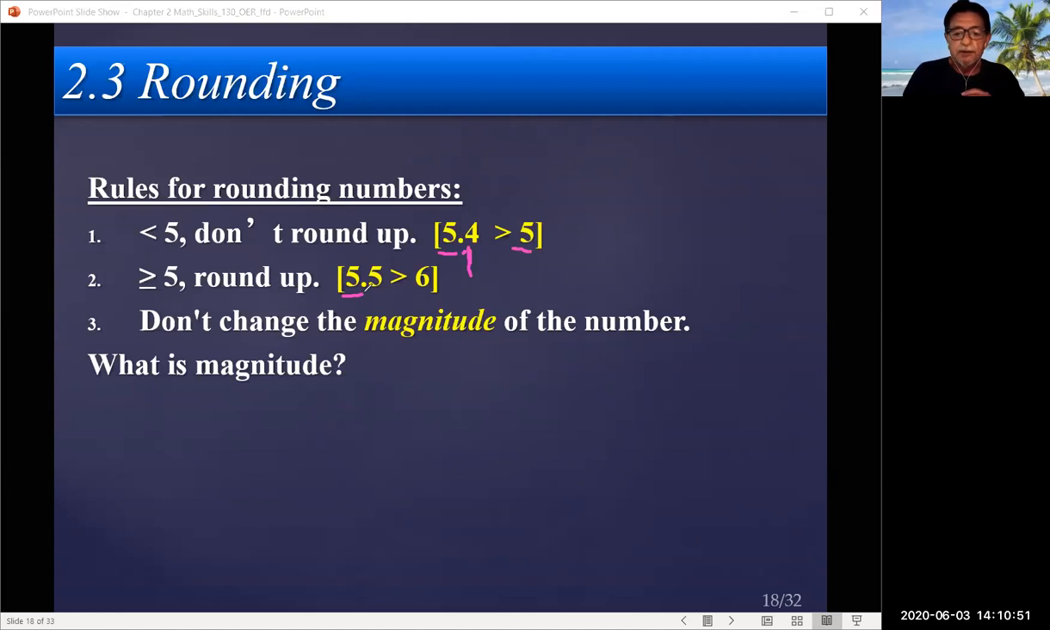5 is greater or equal to 5. Therefore, the 5 at the one sig fig position becomes 6. Okay. Becomes 6. So it's a simple thing. Look at the neighbor. If the neighbor is less than 5, then that number stays the same. If that number is greater or equal to 5, then the number you're going to round goes up. Okay.